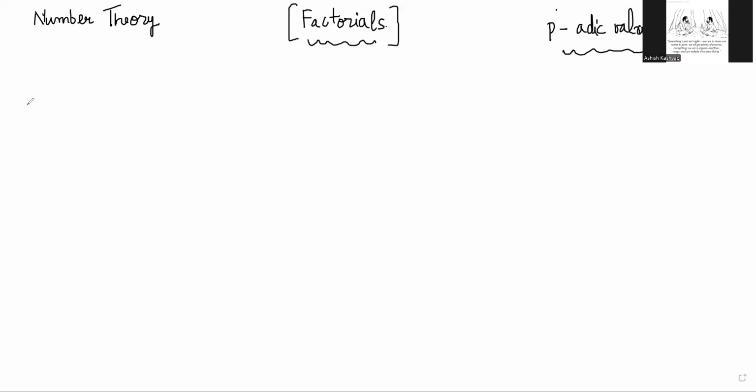Okay. So the first thing is the basic definition of factorials. n factorial is simply 1 into 2 into 3 up to n. And by convention, we say 0 factorial is equal to 1, right?